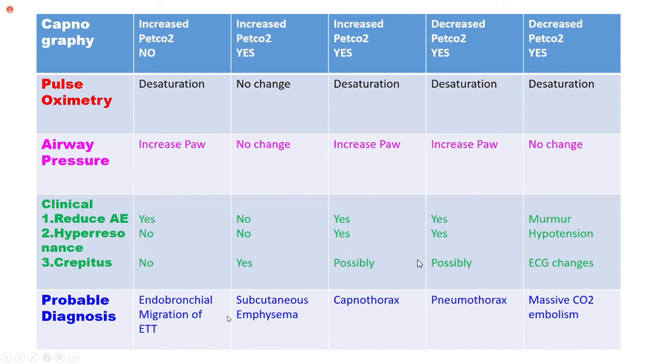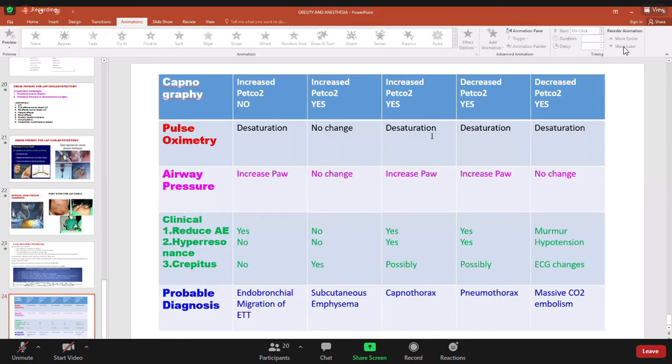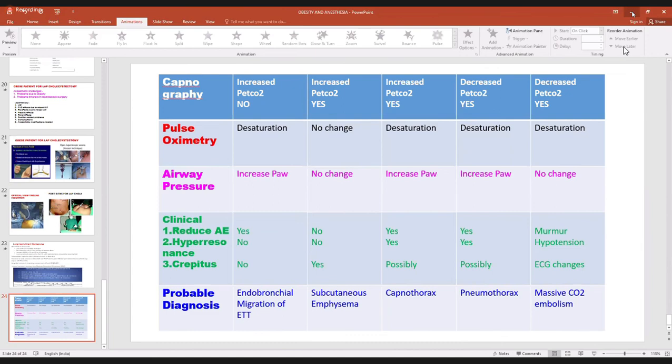And another point to favor subcutaneous emphysema, as I told earlier, is the continued elevation of EtCO2. So if the EtCO2 not only increases but continues to get elevated persistently, then again that is confirmatory evidence for subcutaneous emphysema. Okay, so that will close the topic.